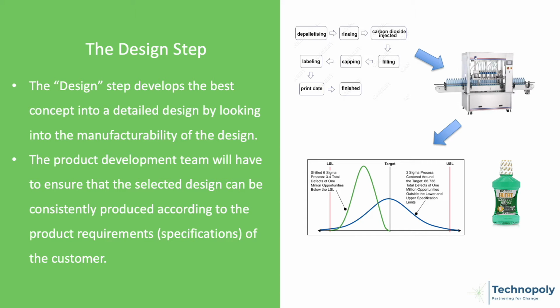At the design step, the product development team, in collaboration with your production team, would now develop the best concept into a detailed design by looking at the manufacturability of your design. This might mean that you have to go and look at your own processes and see how your products can be more attuned to the manufacturing processes of your production line. The team will have to ensure that the selected design can be consistently produced according to the product requirements coming from your customer.